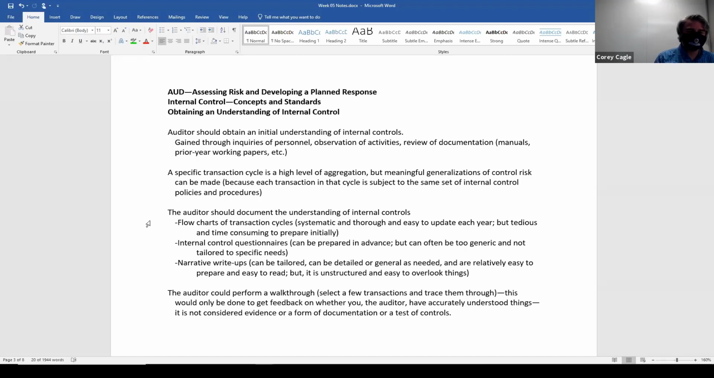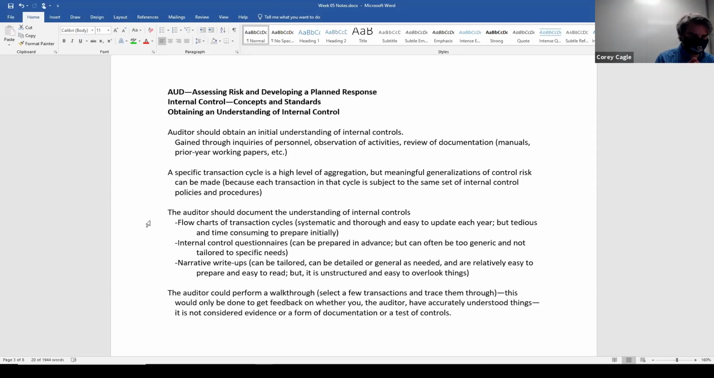Yeah. But yeah, you can use those flow charts to kind of document your understanding of the control system, but there's other ways too. You can do questionnaires and stuff, or narrative write-ups is the way I would go if I was tasked with this. It makes more sense to me. And then you can do what's called a walkthrough. That's a term that comes about in the real world quite a bit. Select a few transactions and trace them through, to kind of help you.